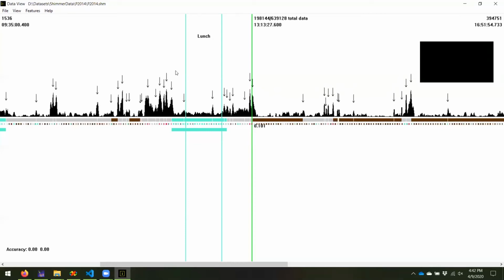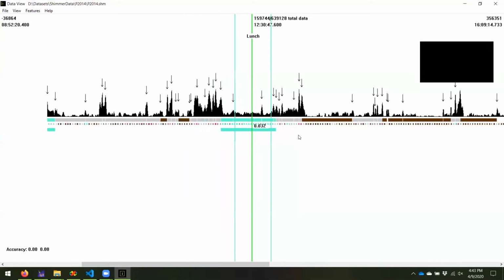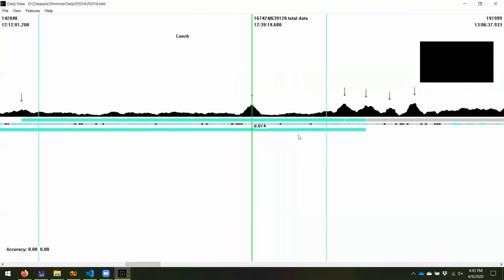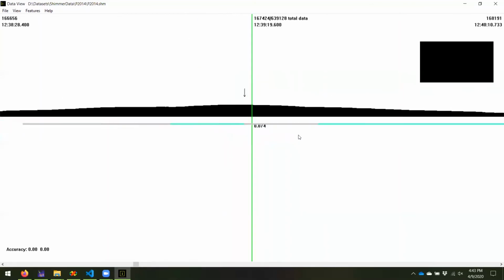Now this screen shows us a lot of data all the way from 9:35 a.m. to about 5 p.m. So sometimes we do not want to look at a full day of data, but instead look at only a few seconds of data to understand how the wrist is moving during a gesture. We can do that by zooming into a certain period of time and then looking at this data.